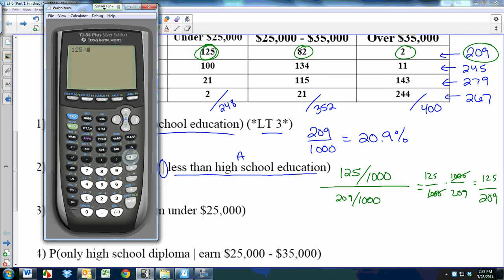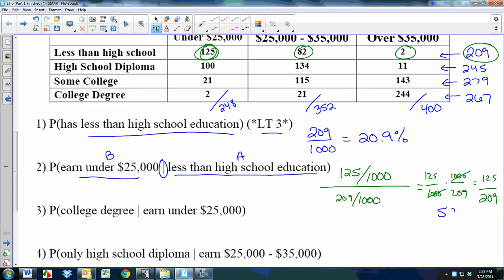125 divided by 209 gives you about 59.81%. So 59.8%, we'll go with that. And in the future, I'll just give those numbers and not use the calculator because the focus of the lesson is coming up with the fractions in the first place, not teaching the fractions turning into decimals or turning into percents.